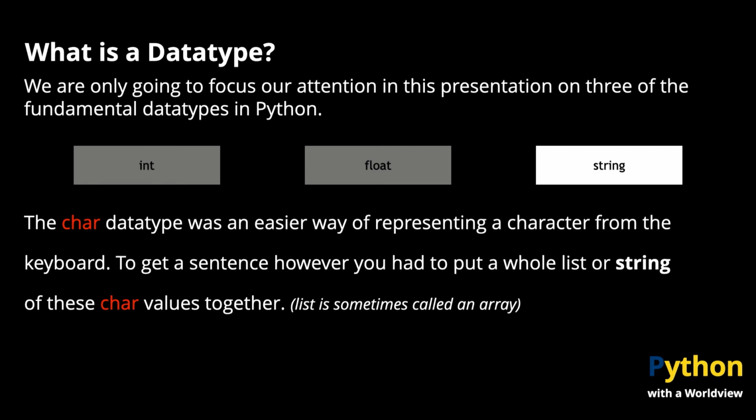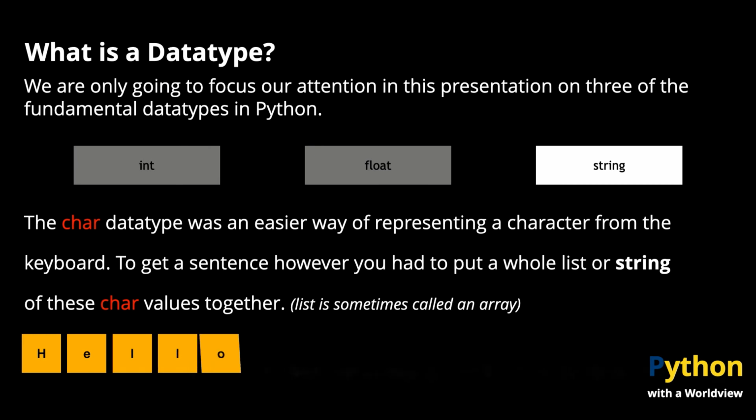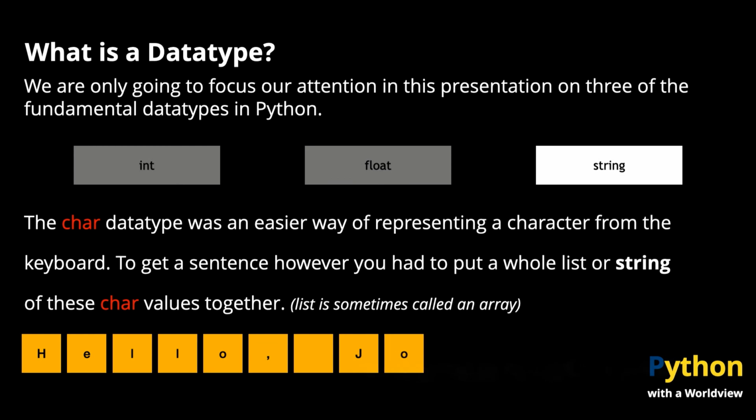To get a sentence, however, you had to put a whole list, or string, of these character values together. Sometimes a list in computer science is also called an array, but there is a distinction between the two sometimes, so let's not get bogged down in that.